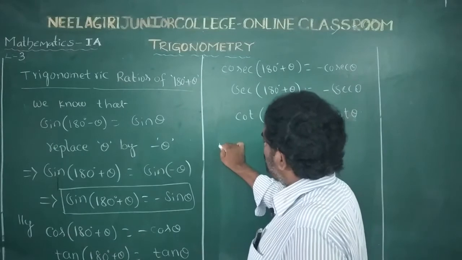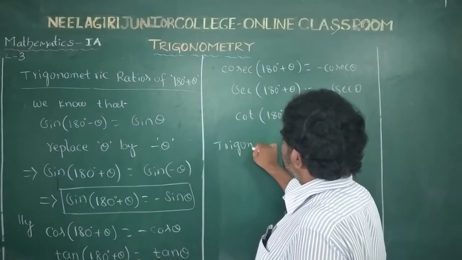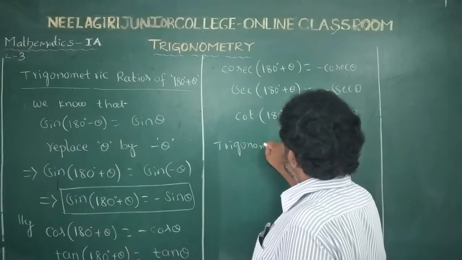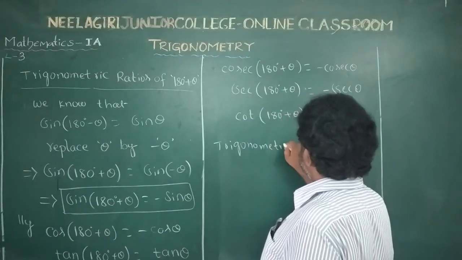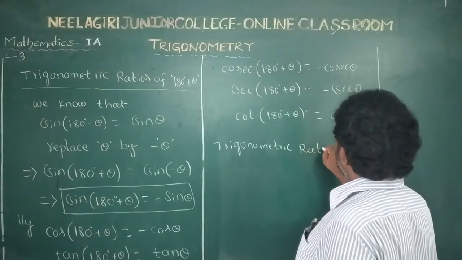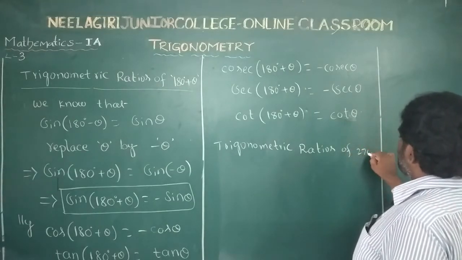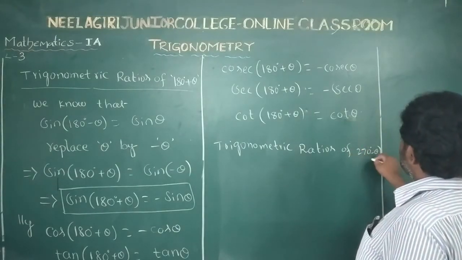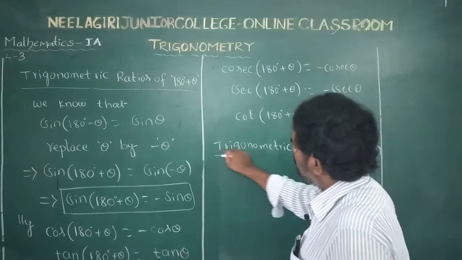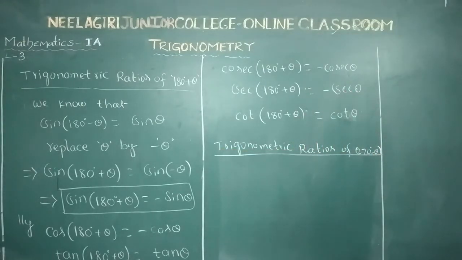Let us see how we write the trigonometric continuation. Now we are going to see how we write the trigonometric ratios of 270 minus theta. Okay, we are going to see this.